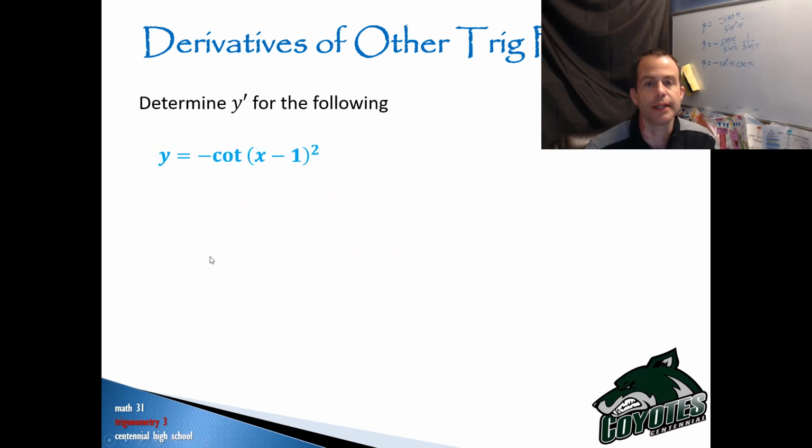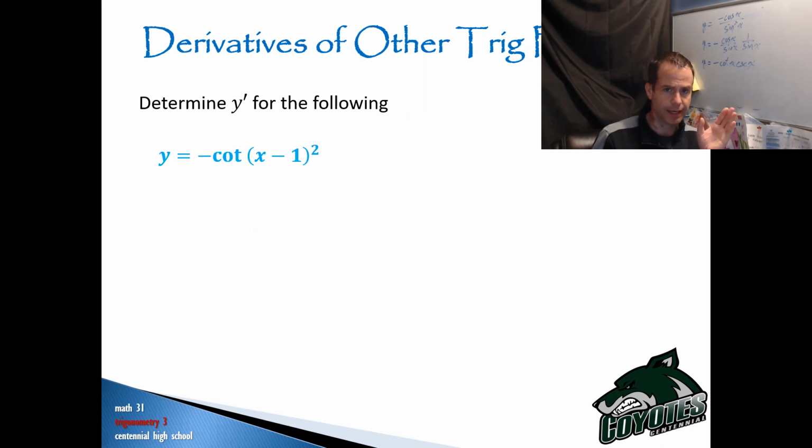Okay, negative cotangent of x minus 1 all squared. Again, here's another example where that square is not on the whole thing. It's not on the cotangent of something. It's just on the x minus 1. Okay, so what do I see? Well, I see that I have to take the derivative of the cotangent of something. The derivative of cotangent is negative cosecant squared.